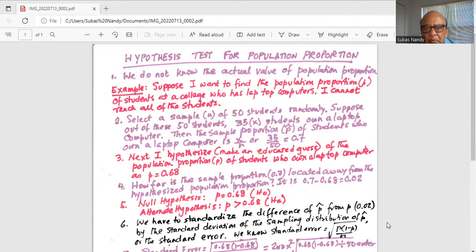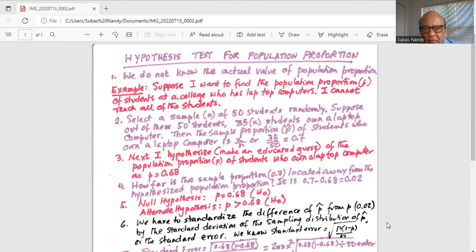Then the sample proportion, which is given by P with the thing at the top called P hat, the sample proportion of students who own a laptop computer, is X over N, or 35 divided by 50, which is 0.7. So I still do not know the population proportion. I have a single point estimate of the population proportion, which is the sample proportion of 0.7.